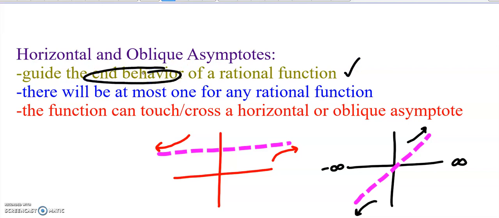That's the purpose. There will be at most one for any rational function. So a rational function could either have none or it could have one, but it will never have more than one. And the function can touch and cross a horizontal or oblique asymptote. That's a really common misconception. A lot of people think that there's no possible way for a graph to cross through, but it actually can. Why can it? Well, remember the purpose of the asymptotes: it's to guide the end behavior. So no matter what's happening in the middle, it's just going to affect the ends.